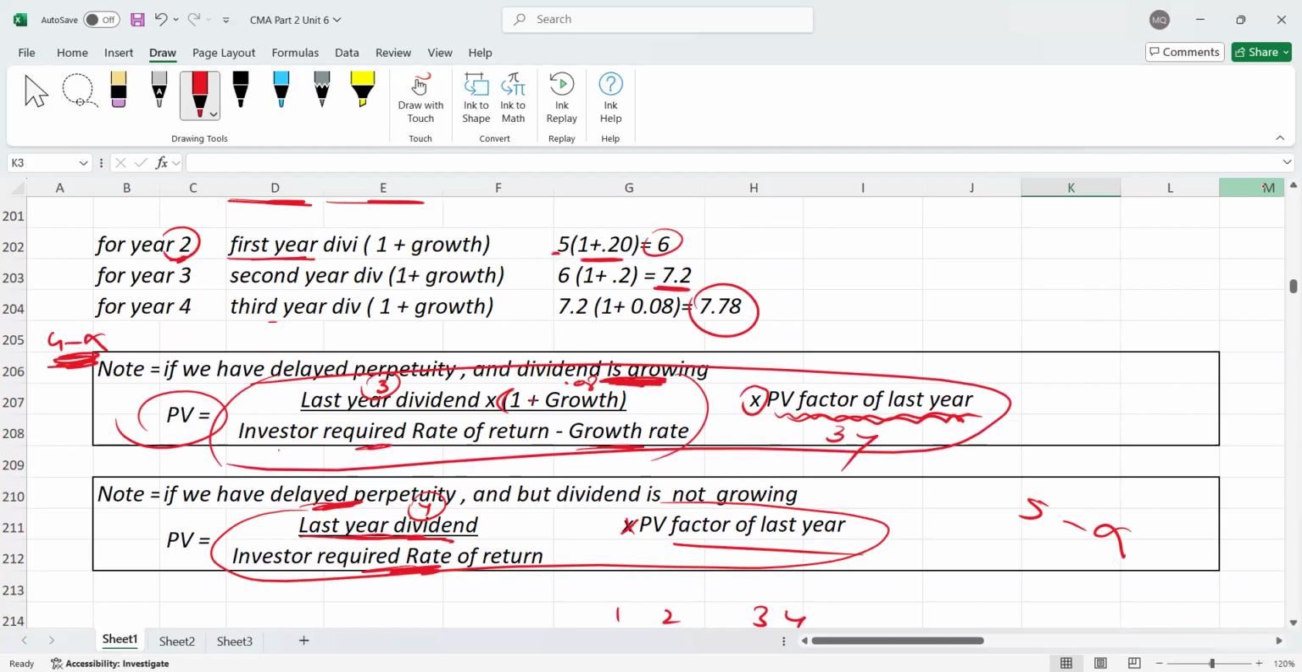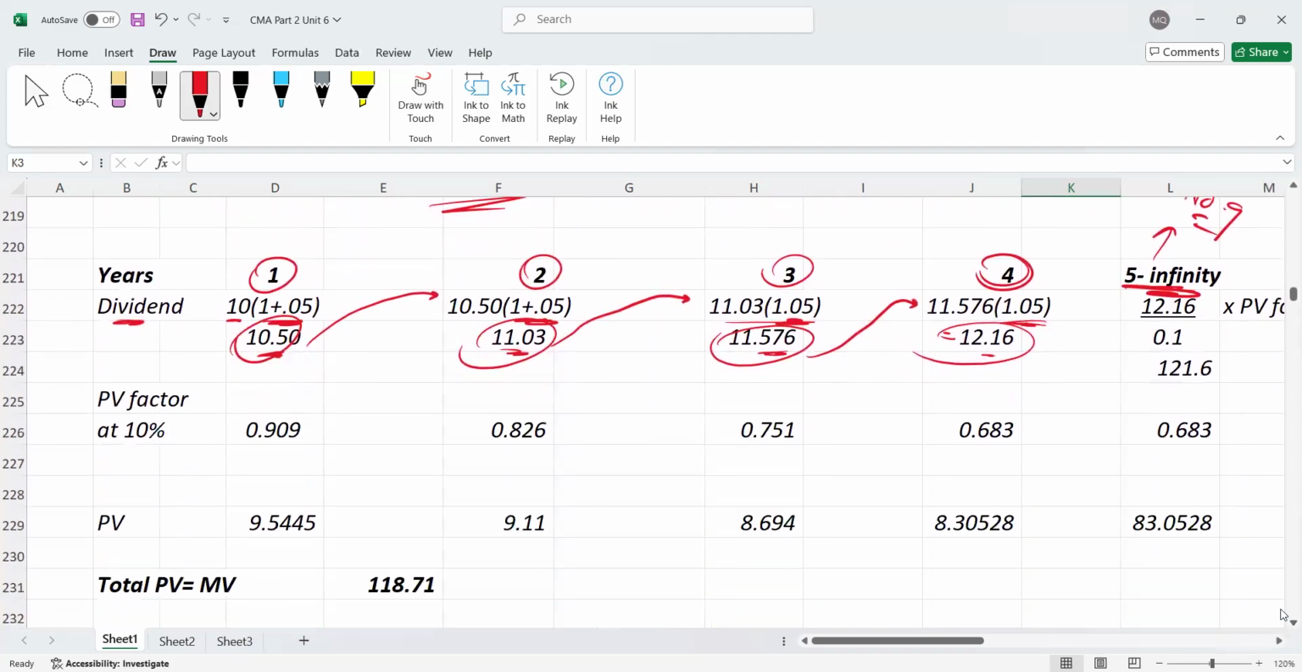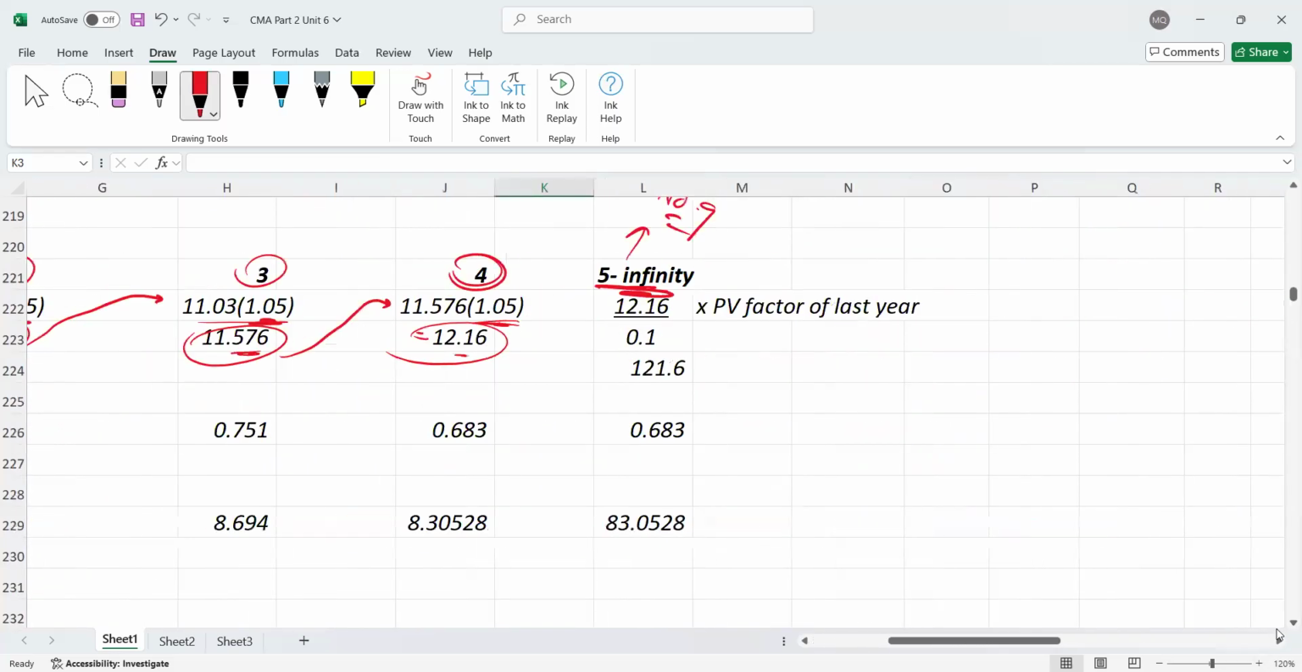And if the dividend was growing, you would take last year dividend into 1 plus growth, divided by investor required rate of return minus growth, times present value factor of the last year. But if dividend is not growing in delayed perpetuity, then you will apply this formula: last year dividend divided by investor required rate of return, multiplied by PV factor of the last year. In this question, this will be applied because dividend is not growing from year 5 to infinity. So that is why I'll apply this formula.